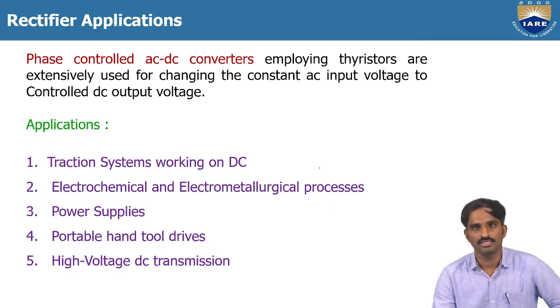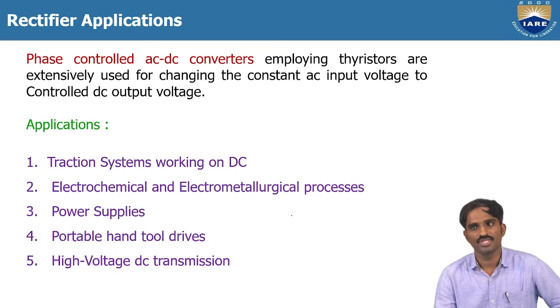One is the traction system working on DC. In the traction system, as we know, some DC motors are used, so for that they need a DC supply. For that we can use this rectifier to convert the AC to DC to run that motor. Then the second application is electrochemical and electrometallurgical processes. Electrochemical is nothing but, like, we can call it battery applications.